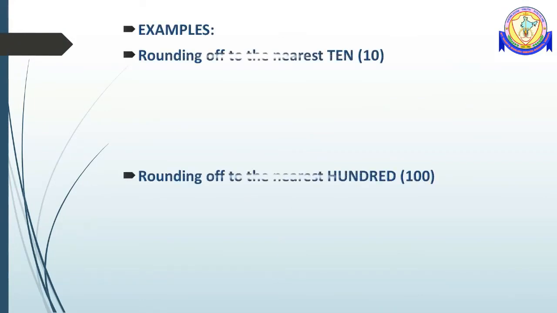Here we will see the example for rounding off to the nearest 10 and rounding off to the nearest 100. First we will see the example for rounding off to the nearest 10. Here I have taken two examples. We will see one by one. The first one, here 58 is given. You have to round off to the nearest 10. That means you have to round off to the tens place.